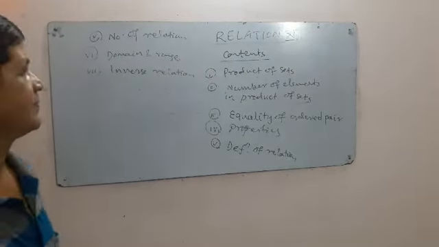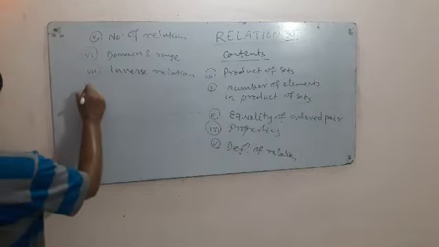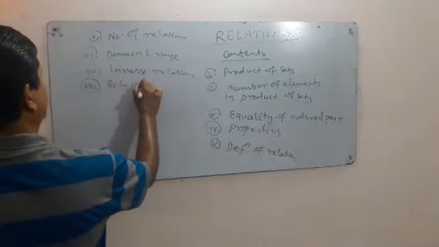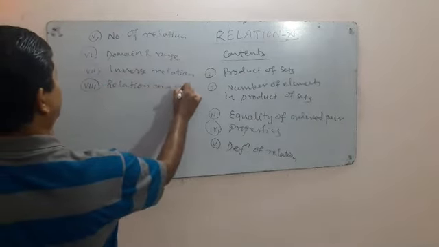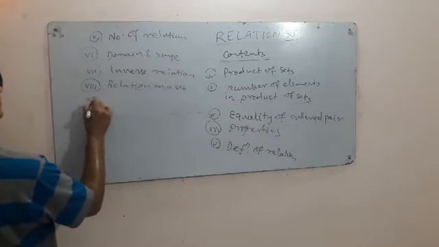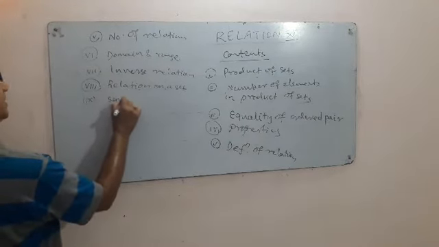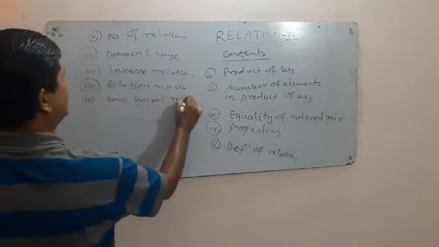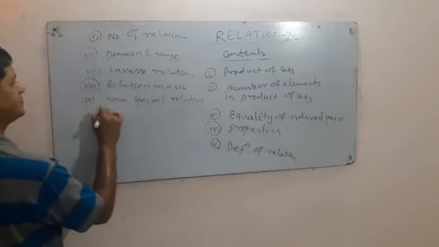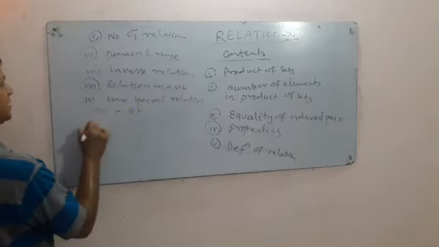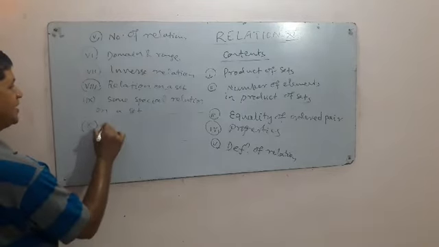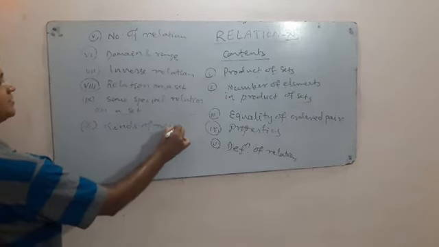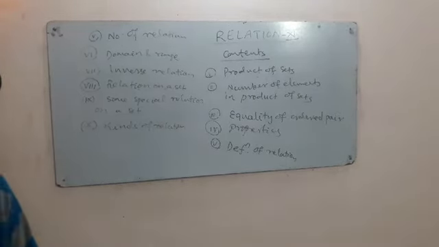Next bit, relation on a set. Some special relations on a set. And the last bit, kinds of relations. We will discuss one by one.